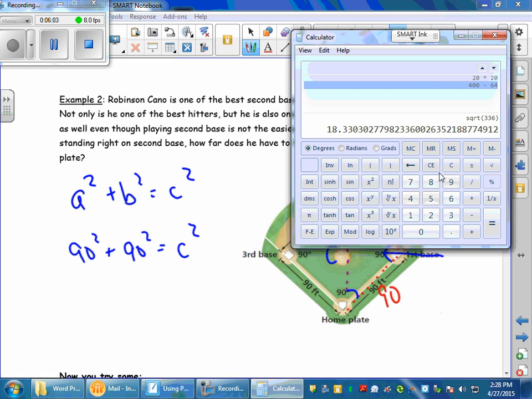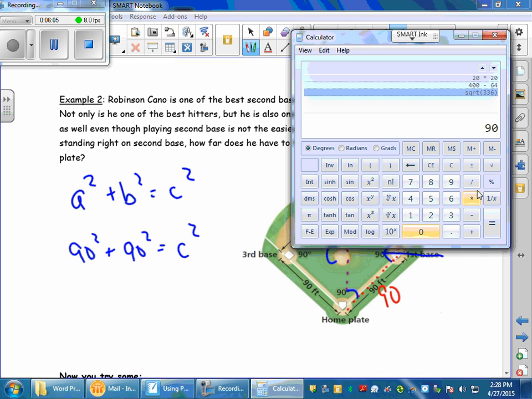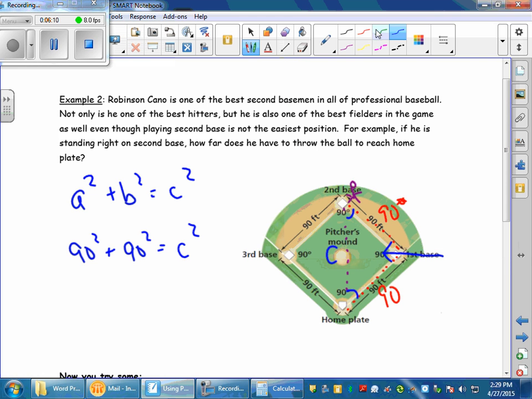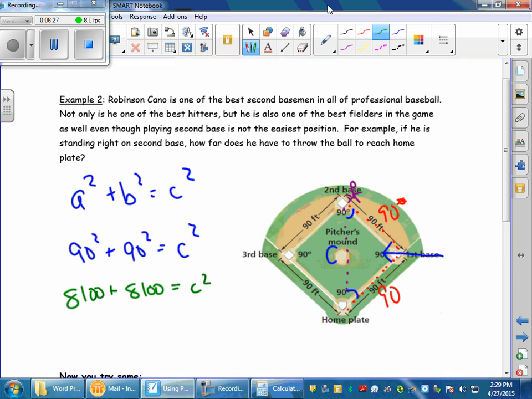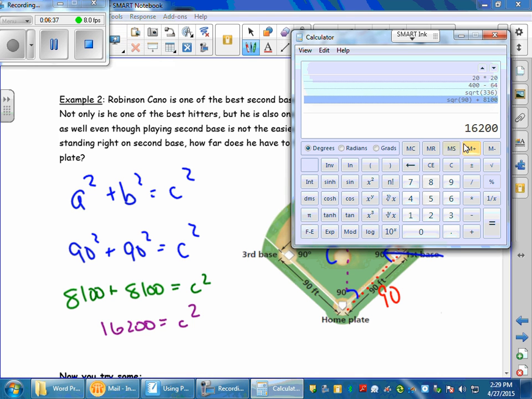Now 90 squared is going to be 8,100. 8,100 plus, well, this one obviously has to be 8,100 as well, is equal to C squared. And let's add up two 8,100s, or times it by 2. And I get 16,200 is equal to C squared. But again, I don't really want C squared. I want the square root of that.